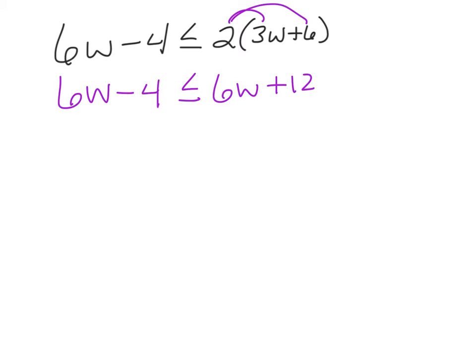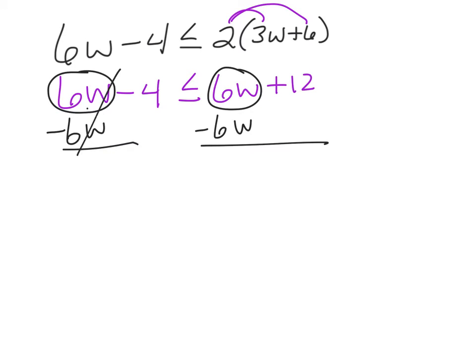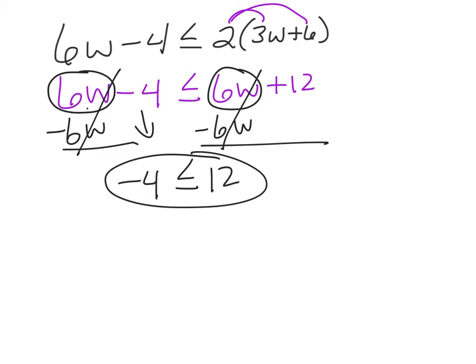Now what I want to do is get the variables to one side. So either this variable or this variable. Now look, 6w, I'm going to subtract 6w from this side. But oh no, if you notice my 6w's cancel out because 6w minus 6w is 0. Now bring down your -4. Less than 12. Well, let's evaluate this right here. Now, I don't have any variables left, so the only thing I can do is say, is this true? Is -4 less than or equal to 12? And the answer is yes.